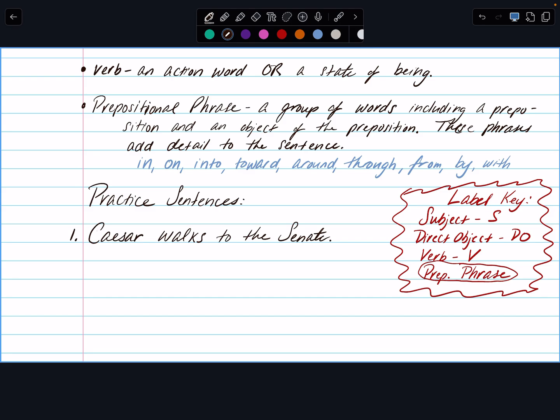Okay, the first example: Caesar walks to the Senate. Caesar walks to the Senate.